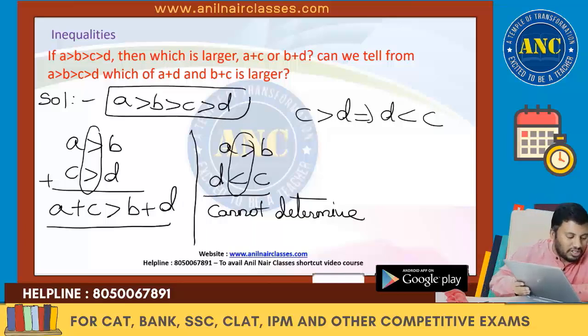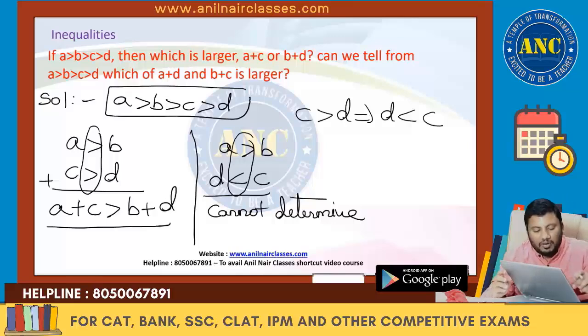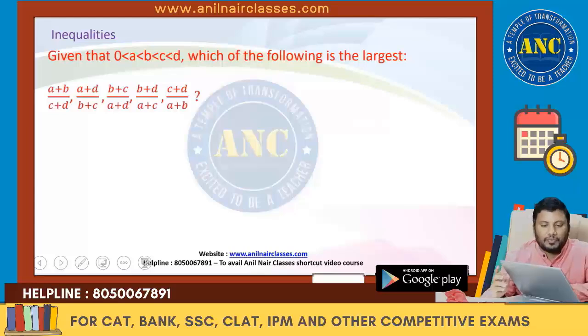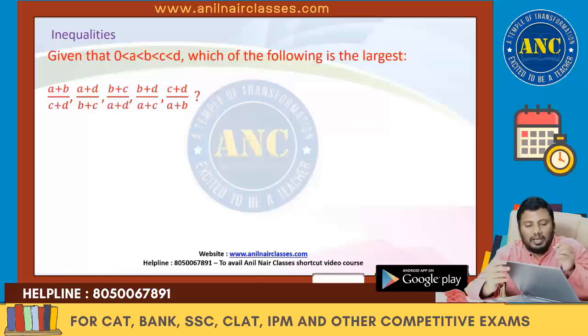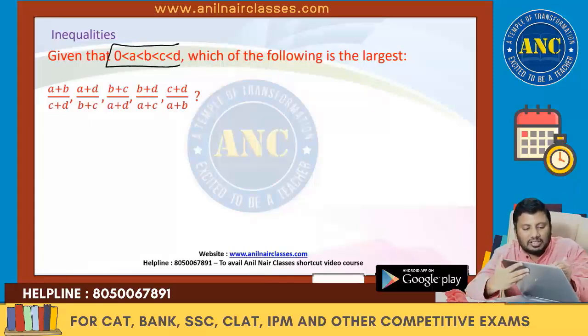I hope the logic is clear. Very easy question. A plus C is greater than B plus D. A plus D and B plus C, you cannot say which is larger because of the inequality change. Next one. 0 less than A less than B less than C less than D.